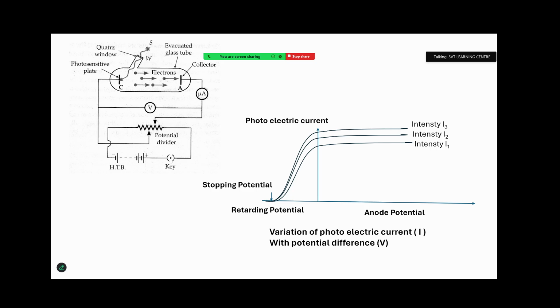all current stops, and that is irrespective of your intensity. So if it has intensity E1, E2 or E3, all these currents stop whenever you apply a fixed negative potential to the two electrodes, and that is called the stopping potential.